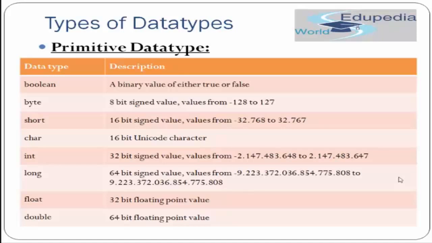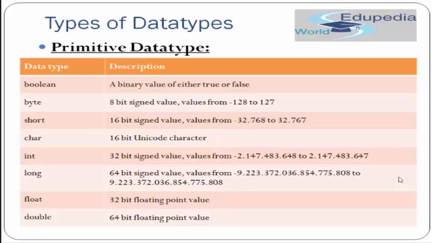Moving ahead to byte. Now byte is an 8-bit signed value and its value ranges from -128 to 127. So you can store any value in a byte in this particular range, that is -128 to 127, and it is an 8-bit signed value. Okay, so the space a byte is taking up is 8 bits. Then moving forward to short.